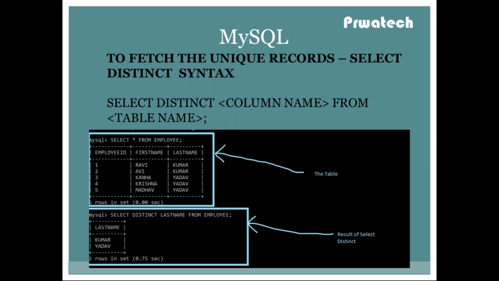Now, in order to fetch the unique records, we use the command select distinct. We will check the syntax now. The syntax is select distinct, then the column name, from table name. As the screenshot shows here, we have already put select star, which we have already shown. Now, for fetching the unique records, we would write select distinct. We have selected here last name from employee, which is the table name, followed by a semicolon. Here it shows the unique records, which are Kumar and Yadav.